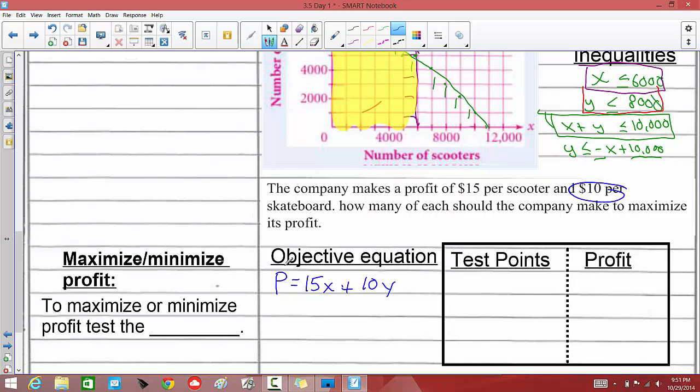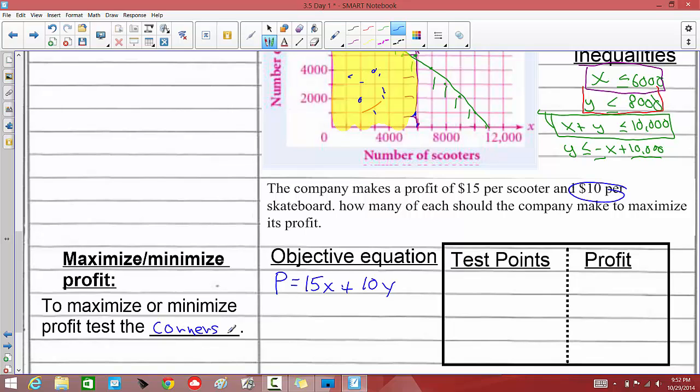Now, what do we do with this objective equation? Well, we have to figure out which of the situations up here will maximize this. Would it maximize my profit to make 2,000 skateboards and 2,000 scooters? Or maybe 4,000 skateboards and 4,000 scooters? Or maybe this right here, 6,000 scooters and 1,000 skateboards. Which point in here would maximize our profit? Well, there are infinitely many points, right? So the question is, which one do you choose? And this is the key to it. To maximize or minimize profit, you need to test the corners.